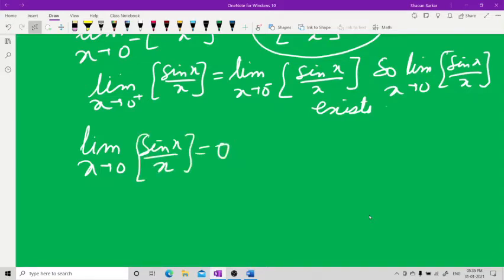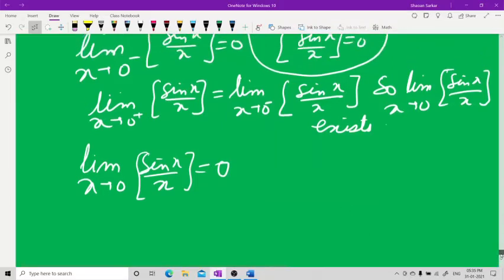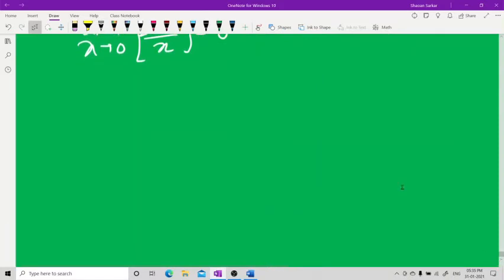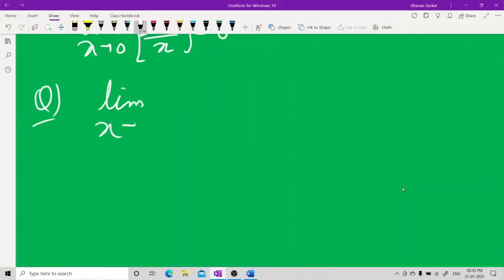Let us see some important problems in this. Okay, let's see this problem. Question: limit x tending to 0 of sine of greatest integer x upon greatest integer x, that whole thing. Now this is this one. Now see the difference. Question: RHL.